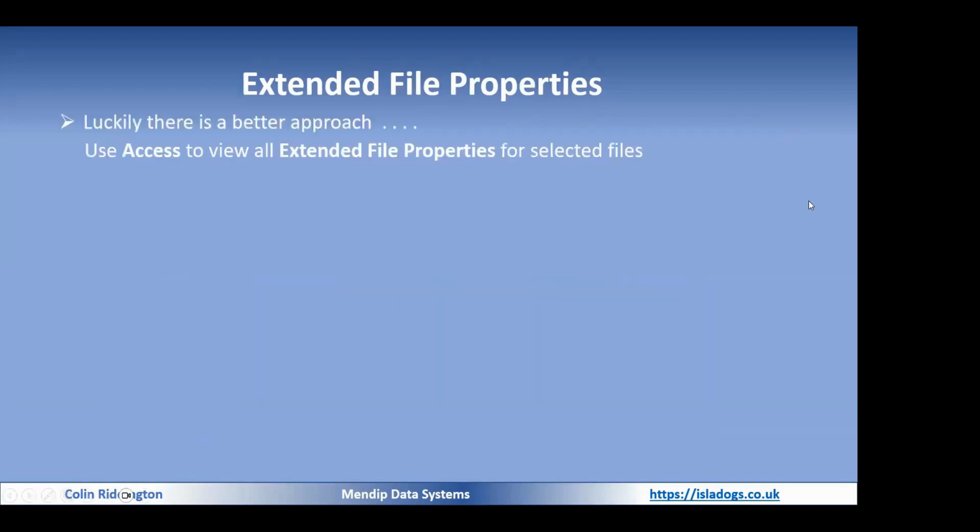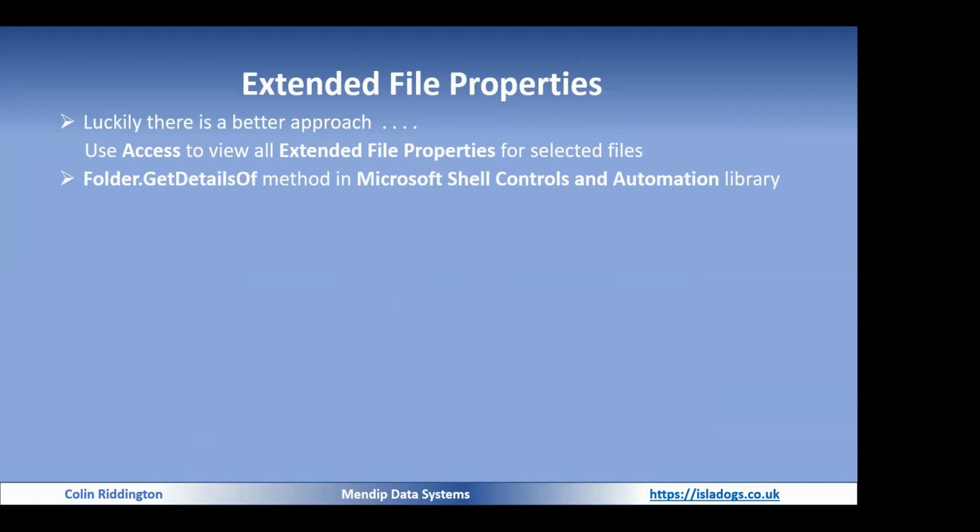Instead, my app is designed to look at all the extended properties for any files that you choose to look at, either individual files or groups of files all at once. And for this you need, unless you use late binding, a library called Microsoft Shell Controls and Automation, and there is one particular item or method in there, Folder GetDetailsOf, which does all of the work.